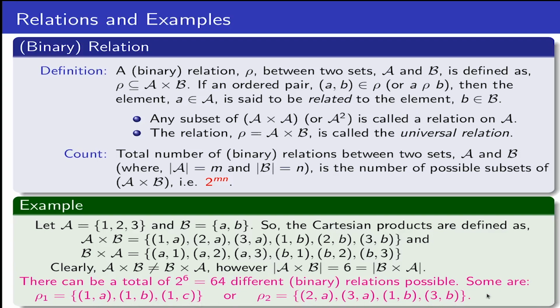The relation that we define is basically a rule which is valid over these pairs that I take. So 1 is related to a as per relation rho 1. Here 1 is related to b as per relation rho 1. Whereas here 3 is related to a as per relation rho 2. And so on.